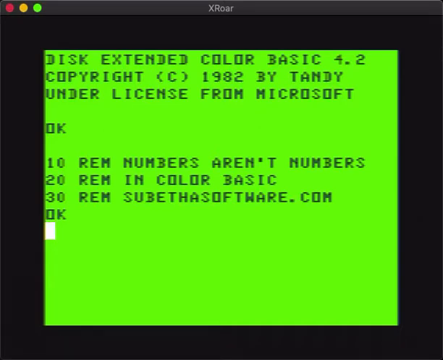This is another very short Color Basic video, this time talking about how numbers are stored in Microsoft Basic for the Radio Shack Color Computer. One of the things Microsoft did that was unique at the time was they allowed for floating point variables. For instance, instead of just having integer Basic, which was A equals 1, you could do A equals 1.1.